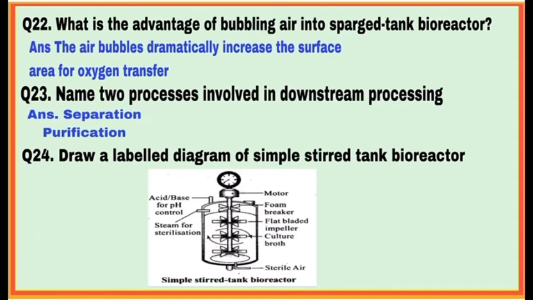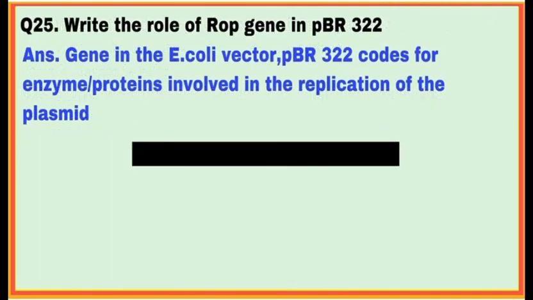Question 24. Draw a labeled diagram of simple stirred tank bioreactor. Draw the diagram as shown in the figure. Question 25. Write the role of ROP gene in pBR322. ROP gene in the E. coli vector pBR322 codes for proteins involved in the replication of the plasmid.